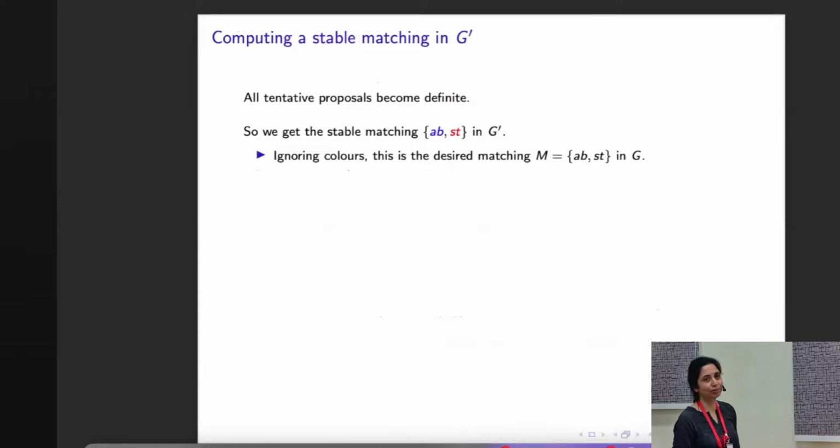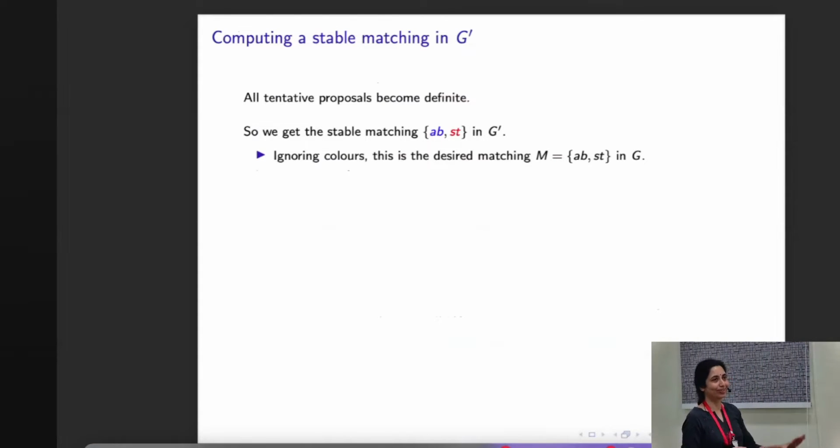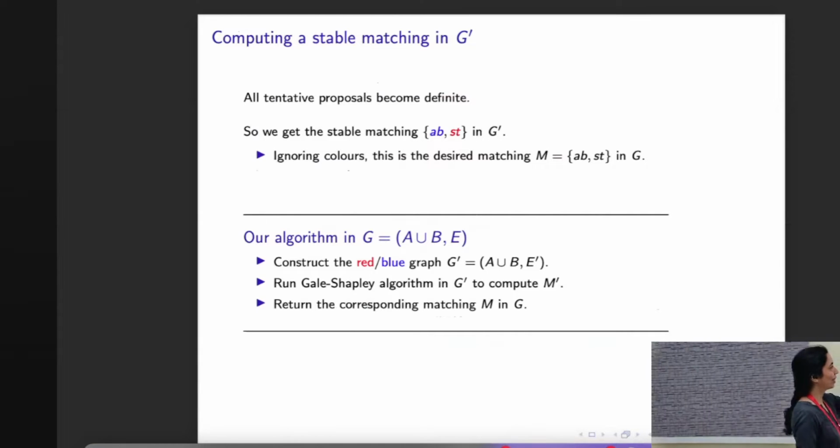So this was such a small example, does it generalize? And our typical experience tells us, these things work in such small examples, they don't generalize. To our delight, it generalizes. So let's look at this algorithm.